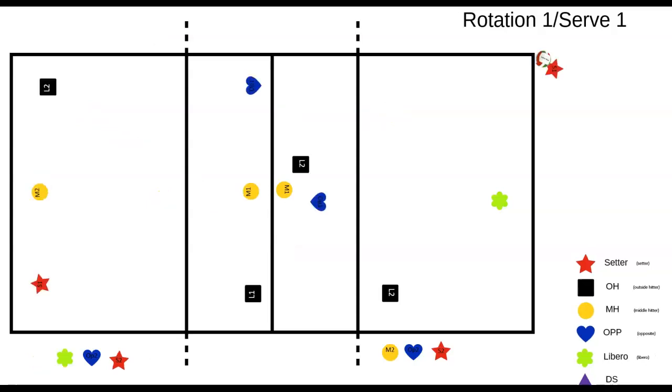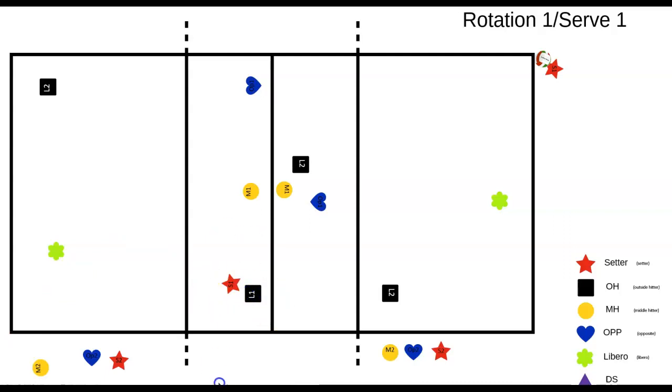All right, let's look at the third option that we have for our serve receive. Again, our libero is going to switch in with our middle, and we're going behind that 10-foot line. The next thing that happens is our libero is going to push over. Our setter is going to push up. In this one, our setter is stacking at the net with our left.